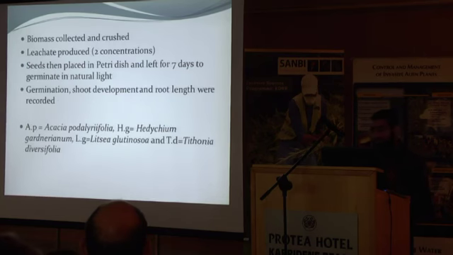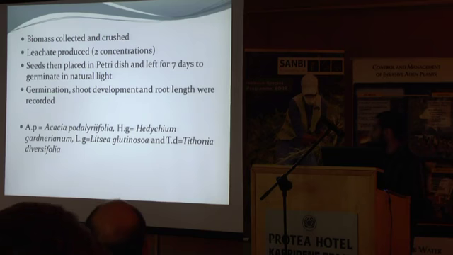This is the basic methodology done for the allelopathy trial. Biomass was collected and crushed. Leachates were produced at 2 concentrations of 20 and 40%. Seeds were then placed in petri dishes and left for 7 days to germinate in natural light. And the following measurements were taken: germination, shoot development, and root length. Please note the key is used in the allelopathy study.